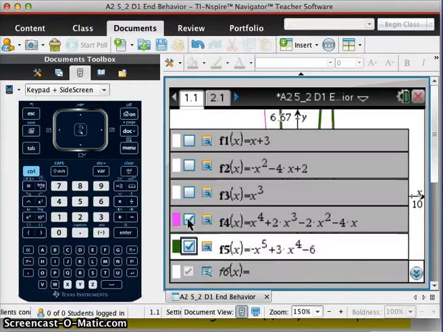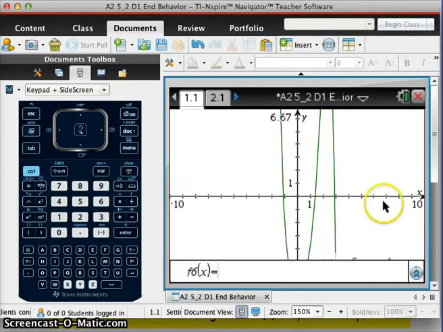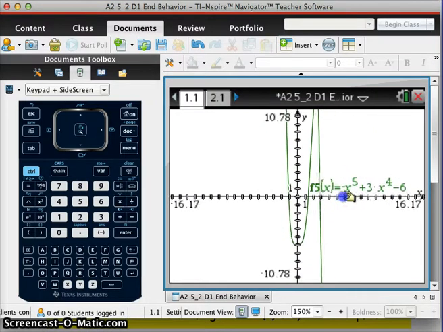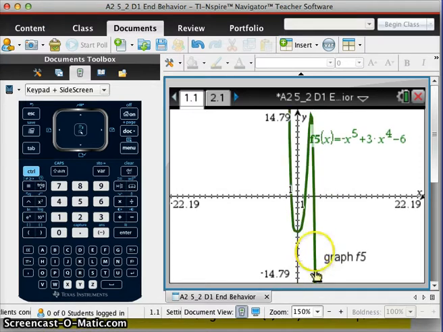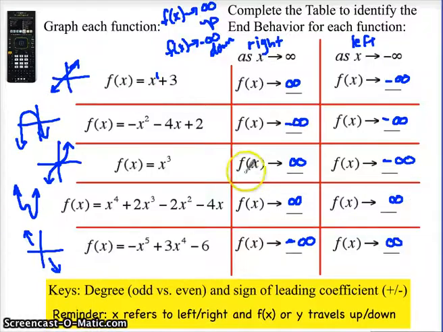So we'll highlight F5 here, and you'll notice that that does seem to be the case. You might have to zoom in or zoom out a little bit. And if you just grab your axis and kind of do that, you'll notice that to the right we're going downwards and to the left we're going upwards, and we're looking pretty good. So I think we've got our general rule there.